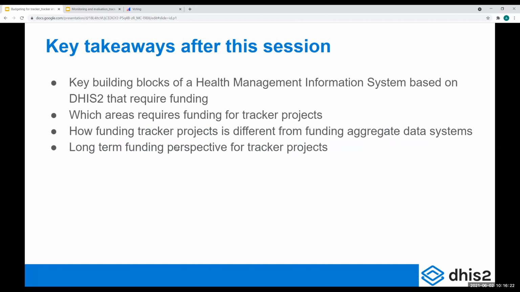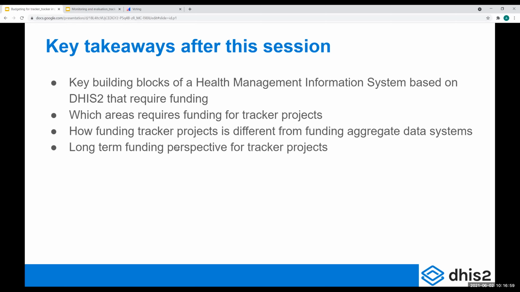So after this session, my aim is that you will be left with some key points on some of the key building blocks that need to be funded in a health management information system based on DHIS2. We do see that there are some key elements that you need to fund over time for a system to be sustainable. Only receiving innovation funding, for example, to build something new and fancy, that's very well, but there are still some key foundational building blocks that require funding over time.